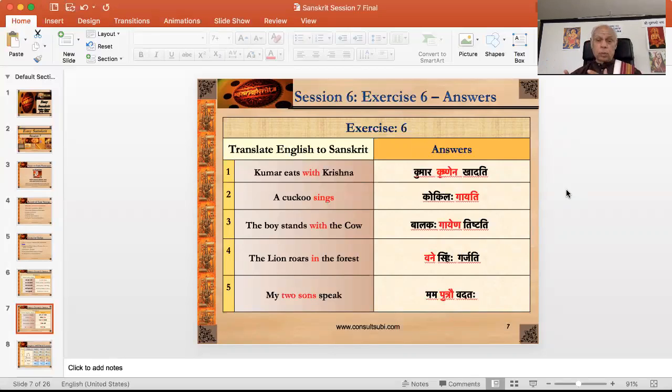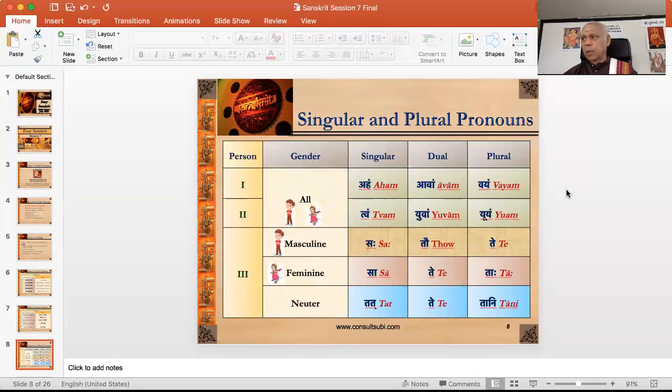Remember them, and I'm going to emphasize on this usage a little more for you to get a complete grasp of it, because you're going to have similar exercises in future. So you should understand without really worrying too much of the declension, but you have to understand how to use it. With, in, present tense, dual form, singular form, plural form. Okay, having said that, let's go to the singular and plural pronouns.